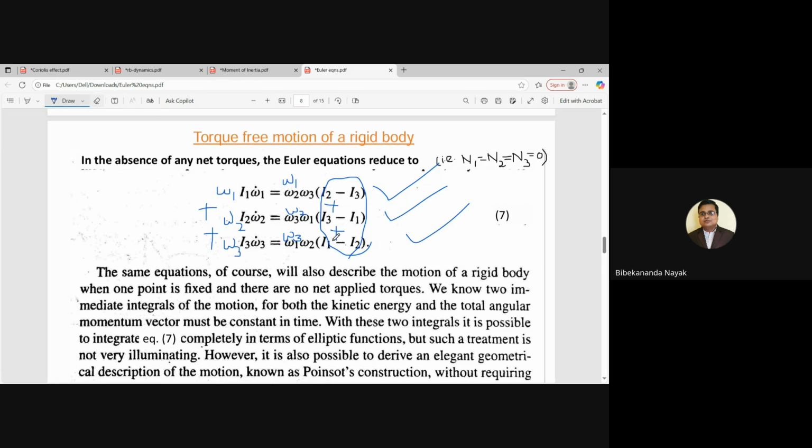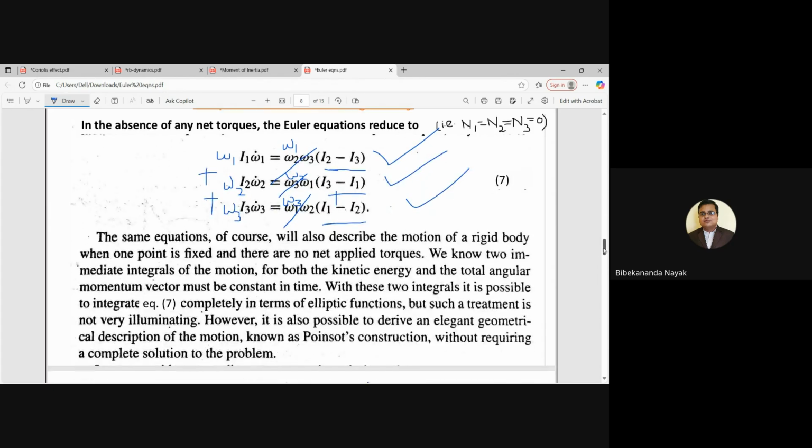Please see, if you add I2 minus I3 plus I3 minus I1 plus I1 minus I2, what is my result? Omega 1, omega 2, omega 3 is taken common in each term. Taking common I get this. If you add, what is it? It is 0. Yes, right hand side is 0.